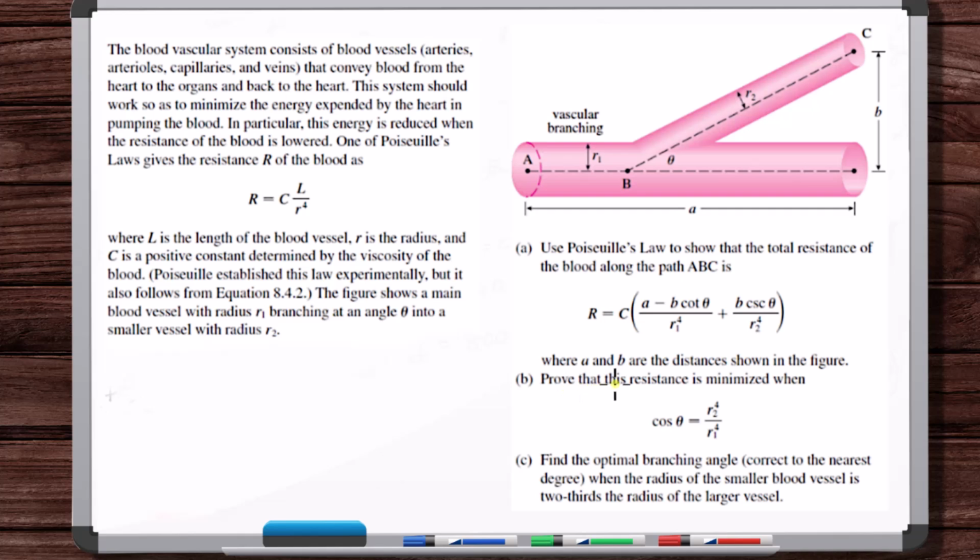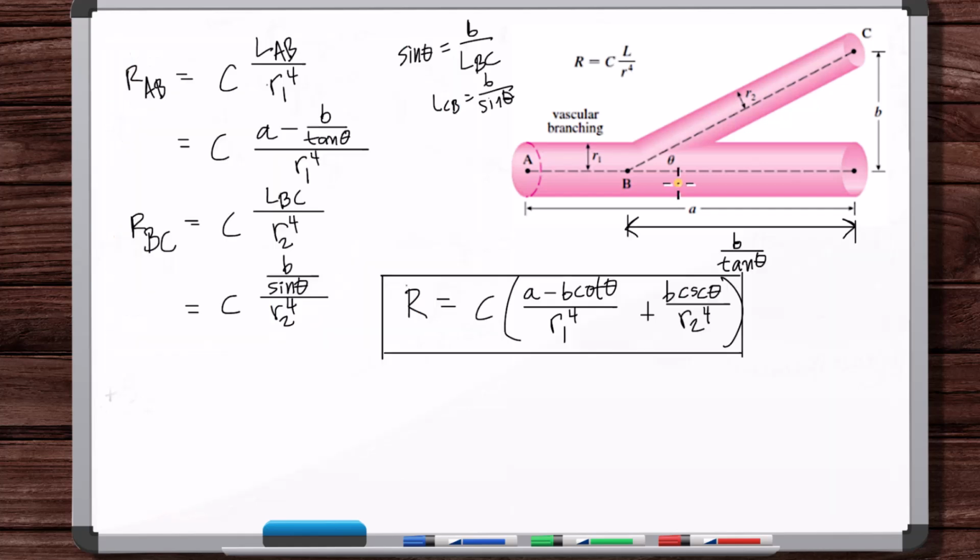Okay, prove that this resistance is minimized when cosine theta is R2 to the fourth over R1 to the fourth. Okay, so looking at this, the idea is we're going to want to differentiate R with respect to theta. That's how we're going to be able to find critical points to get the smallest resistance.